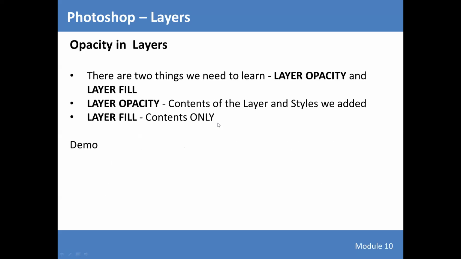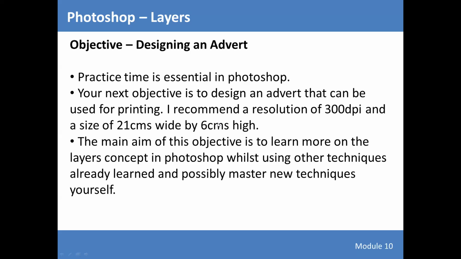Now, back to opacity. I've showed you as well. Designing an advert. I think this is the last slide, yes. Now, I'm going to start with an advert. So the advert is going to be 300 dpi, 21 centimeters by 6 centimeters.